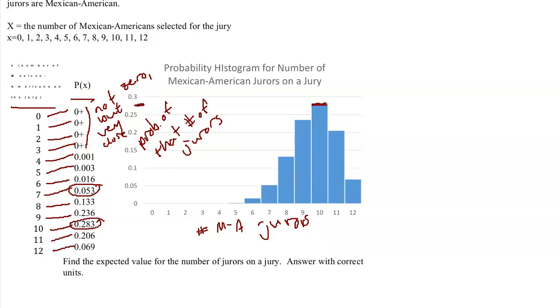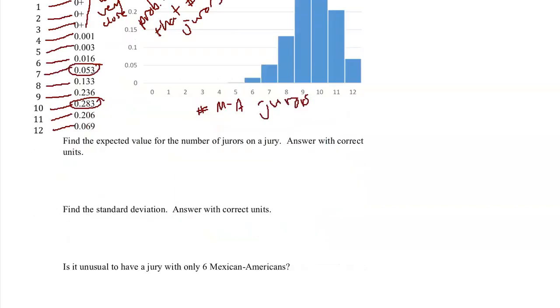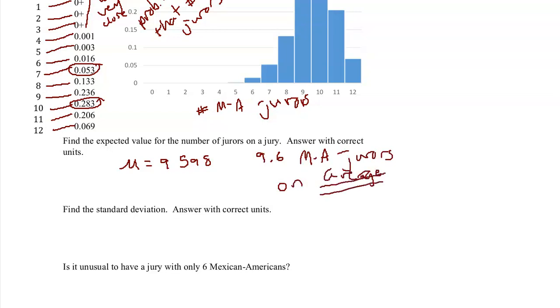So we want to find the expected value for the number of jurors in a jury and answer with correct units. Again, use your calculator. I'm going to give you the answer. That expected value is about 9.598. So we expect about 9.6 Mexican American jurors on a jury on average. No single jury is going to have 9.6 Mexican Americans. Again, it tells us nothing about a given jury, only the long-term average.